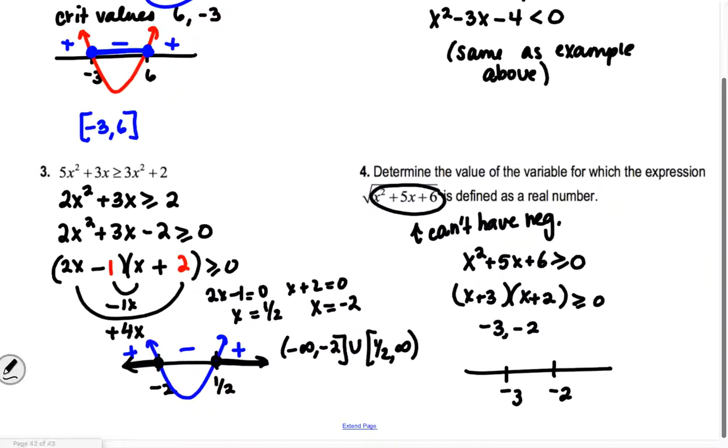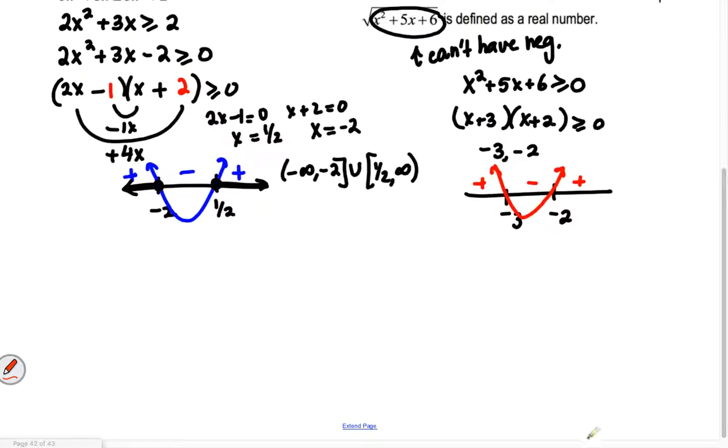And then we say, okay, I'm going to have my parabola dipping down below the axis. So it's positive, negative, positive. So we want where it is greater than or equal to 0. Otherwise, we can't take the square root. So we're going to say it's defined from -∞ to -3, including -3, and then -2 to infinity.